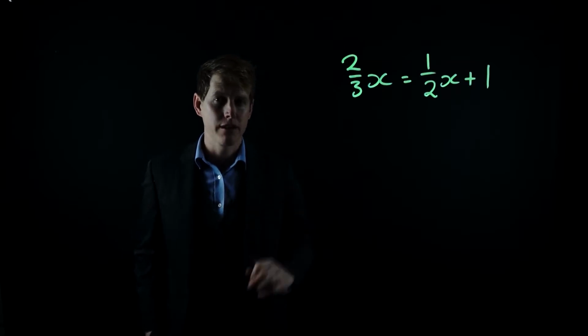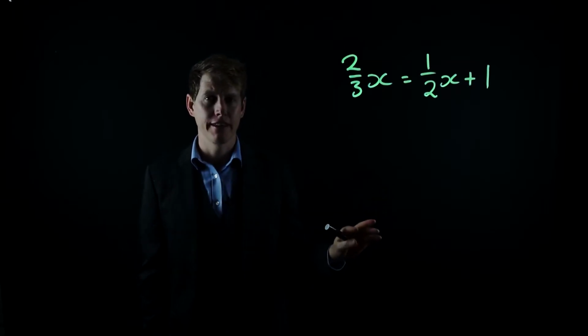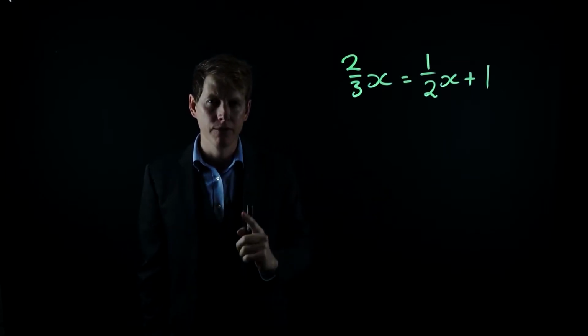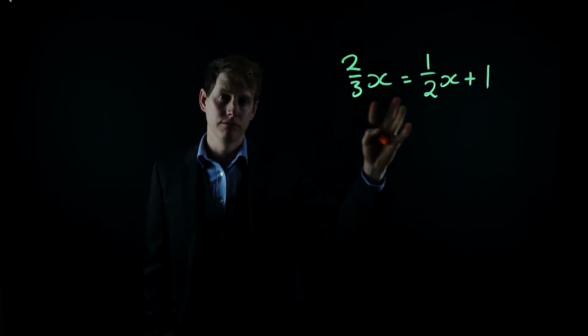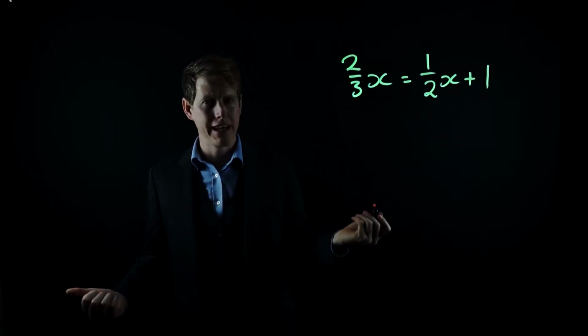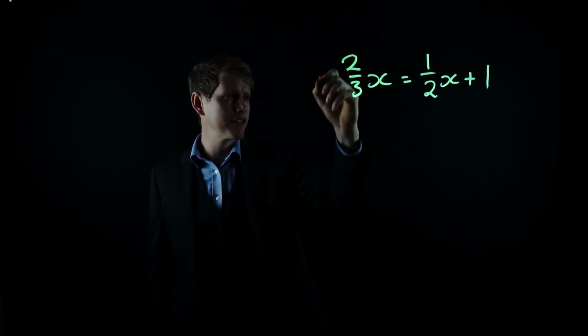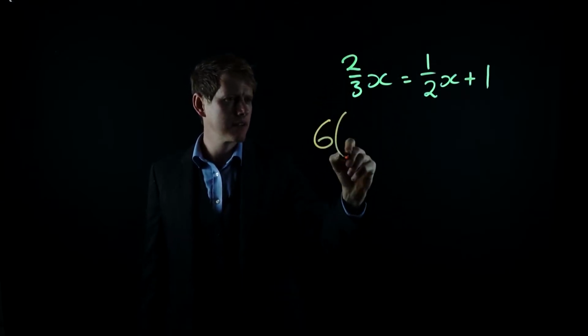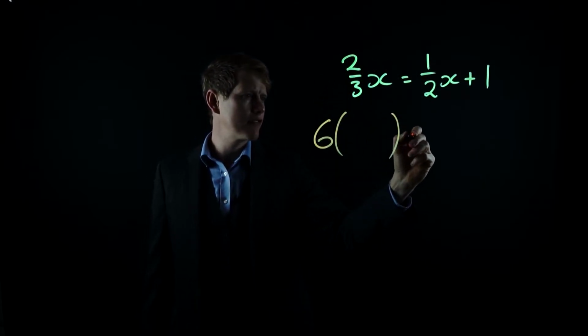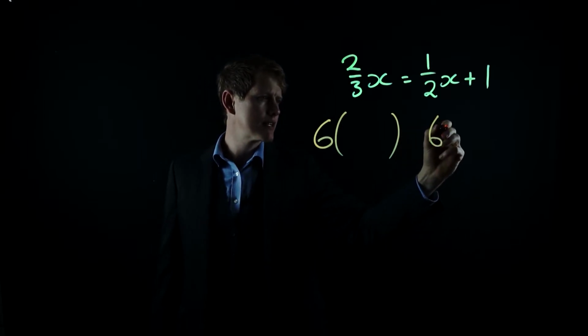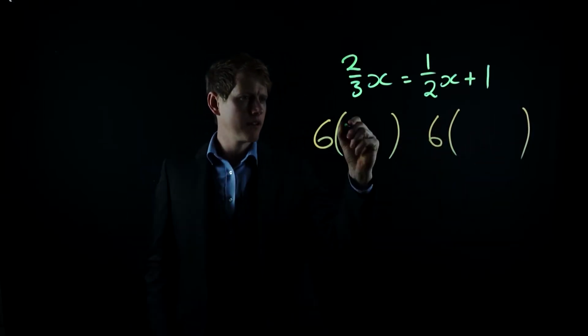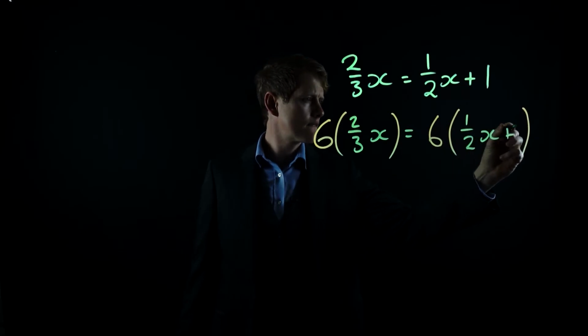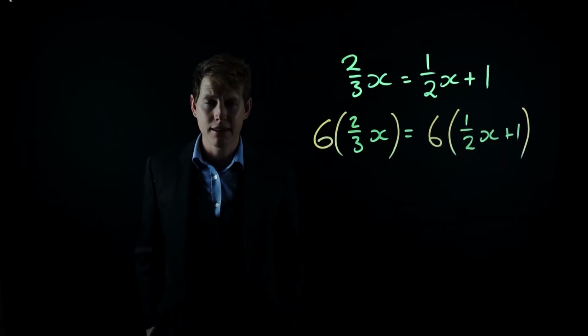Now, the best way of doing that is by multiplying everything by the lowest common denominator of these 2 fractions. Well, it's 6. So I'm going to multiply everything on the left-hand side by 6 and everything on the right-hand side by 6. Great. Now let's expand the brackets.